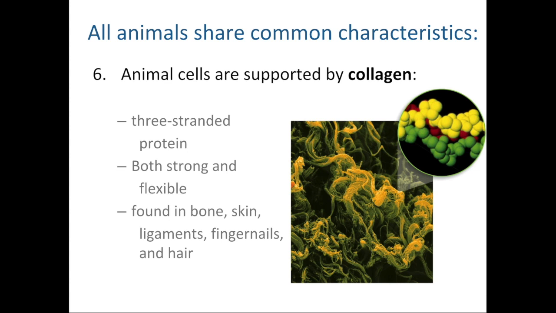Last one that we'll look at here, animal cells are supported by collagen. So collagen is a three-stranded protein that is strong and flexible. So a lot of times we'll think of fingernails when we think of collagen. If we look at other kingdoms, do they also have collagen? Well, the plants primarily have cellulose as the support of those cells. In fungi, it's a material called chitin, but in animals, it's usually collagen here.